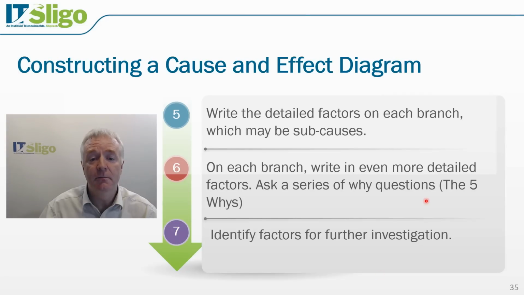And we achieve this by asking a series of questions. Why? Why could the machine have caused this problem? Supposing the machine was out of calibration, why would the machine be out of calibration? And so on. Coming out of the cause and effect diagram, we will have identified the factors for further investigation.